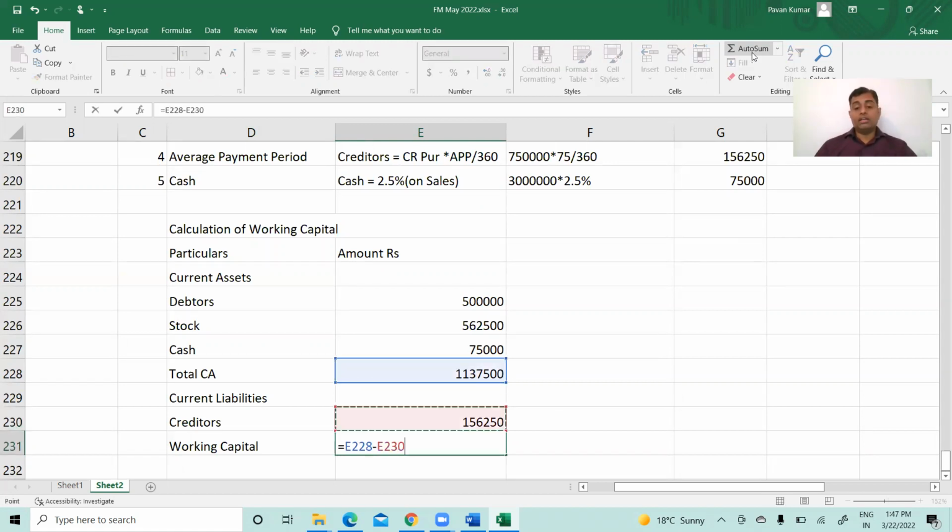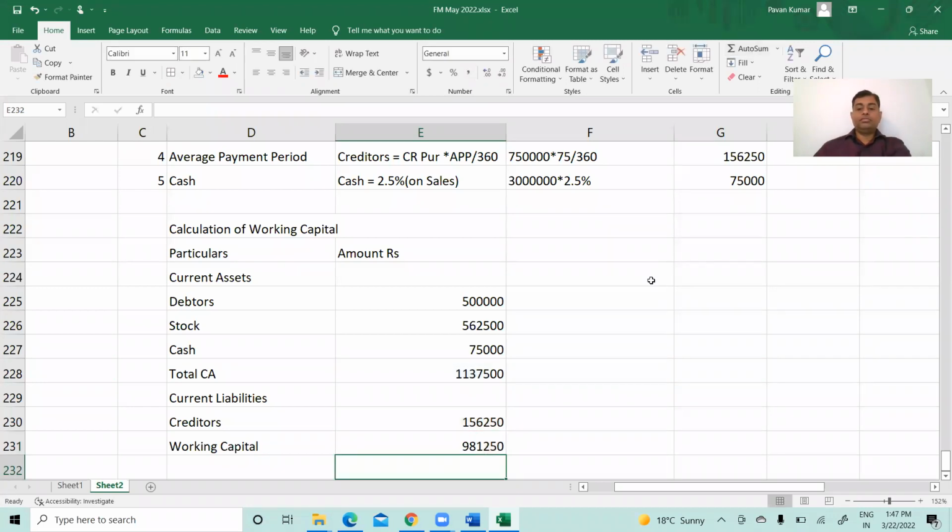So can you calculate working capital, guys? What is working capital? Correct. 9,81,250. That's all. So any doubts in this? Any doubts so far?